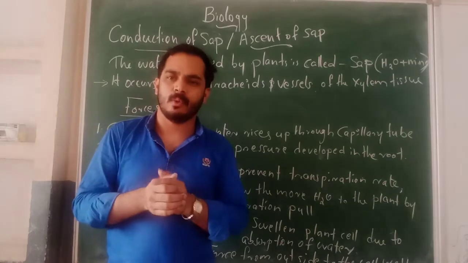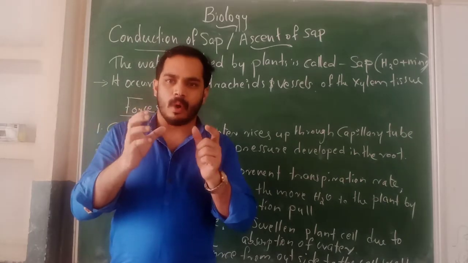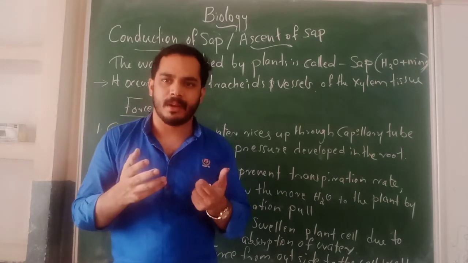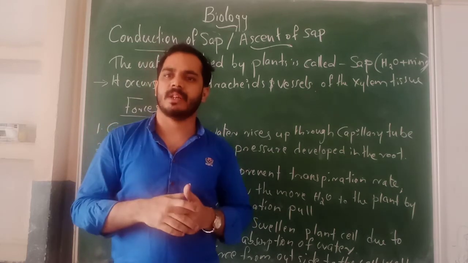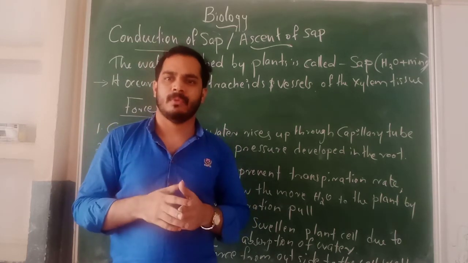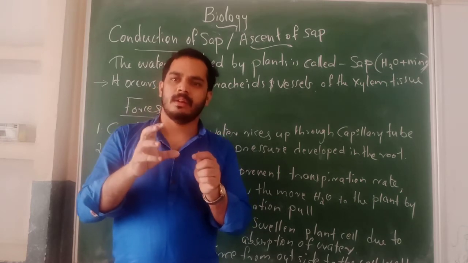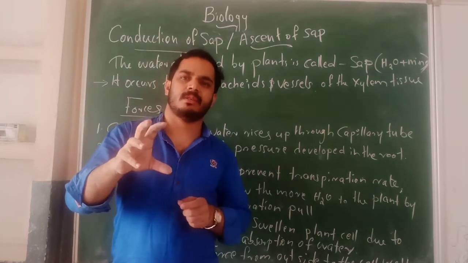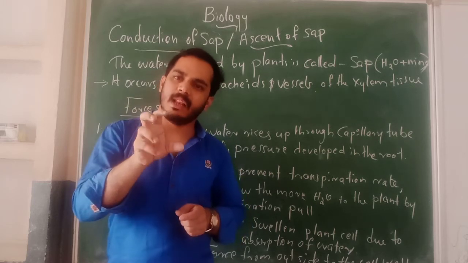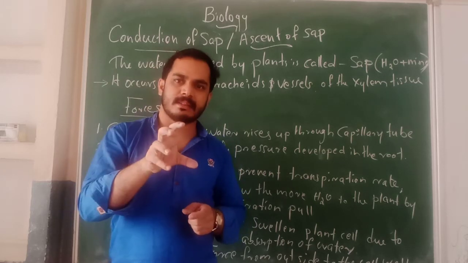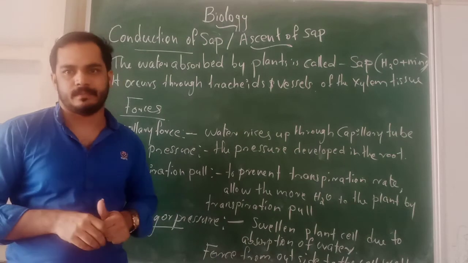So I simply tell you, on the absorption of water the plant cell becomes turgid, turgid means bulging. As a result, the protoplasm of the cell presses against the cell wall. This pressure is called turgor pressure.